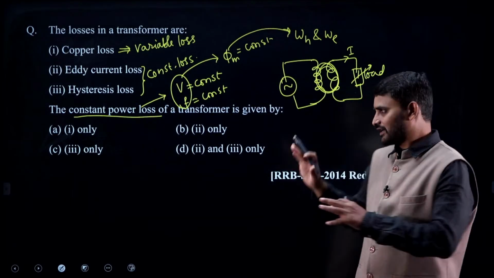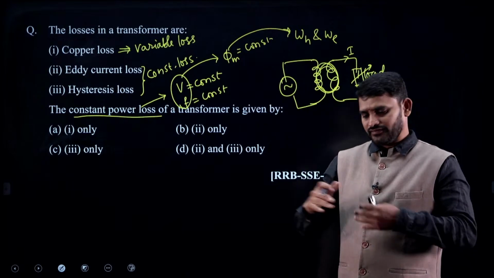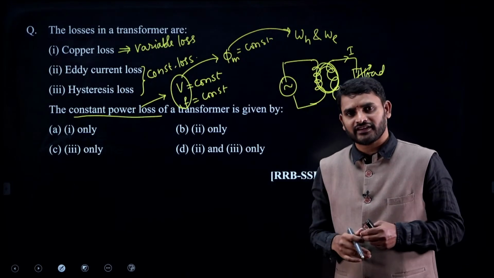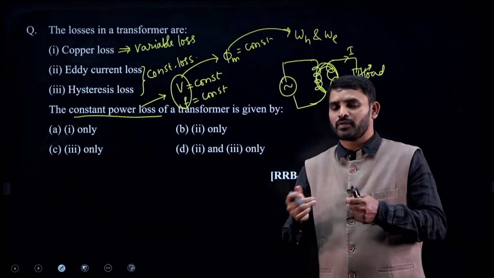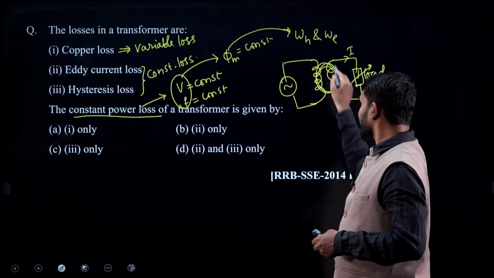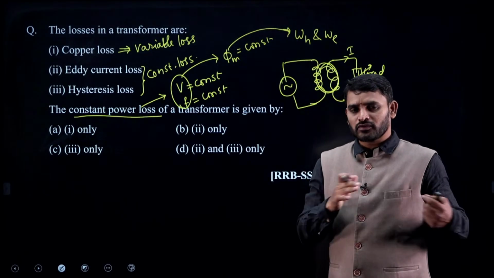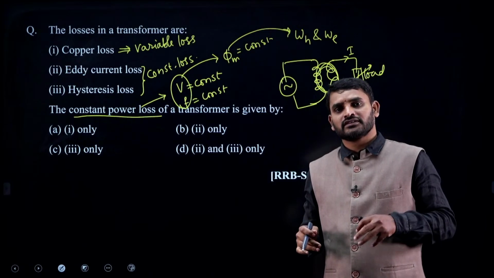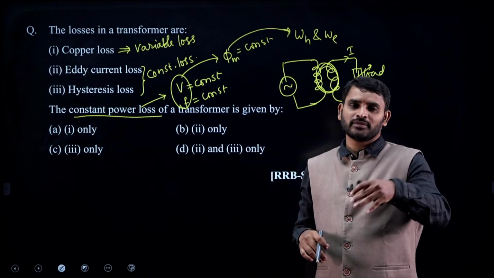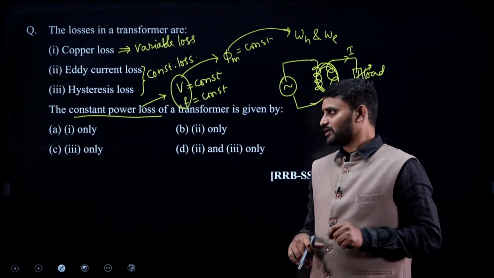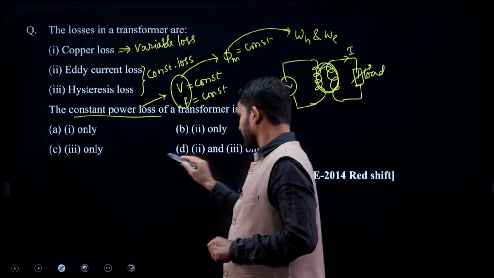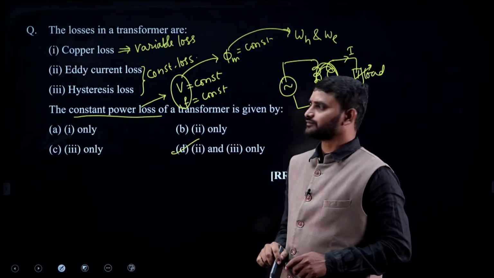You are defining actually with respect to load. If there is a load variation, current varies. If the current varies, copper losses vary. But is there any change in the flux in the core? No. From no load to any load, the flux is the same. That is the reason why the transformer core losses are going to be constant. So, 2 and 3 could be the correct answer.